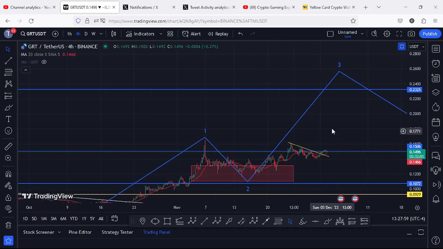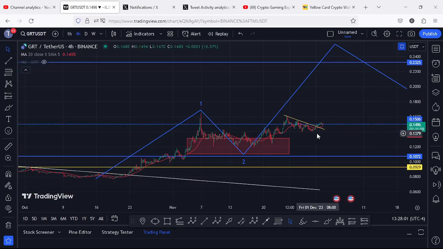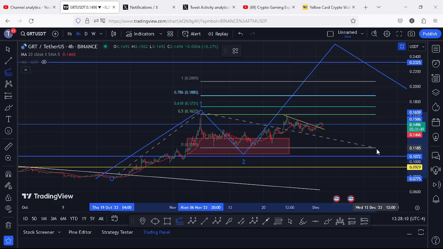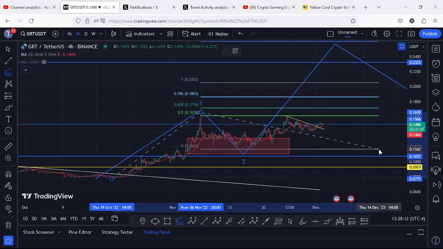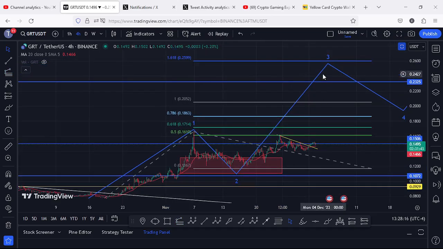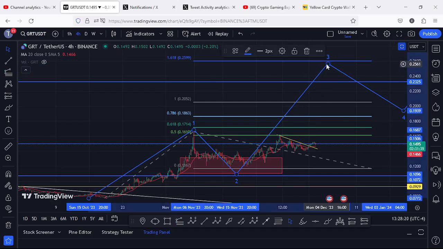The minimum target areas for the third wave can be given by connecting the trend-based Fibonacci from the low of the first wave to the high of that wave 1, then dragging the fibs to the low of the second wave, giving me a minimum target area for the third wave at the fib level 1.618, and that is above the $0.299 mark, and that is at around the $0.26 mark.